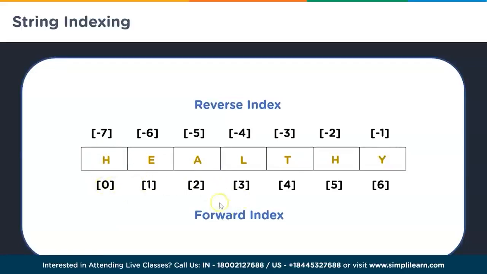At the bottom you see the forward index, on the top we have the reverse index or the negative indexes. In Python, as I said, the first index is at the 0th position, so H is at 0, E is at the first index, A is at the second index, and so on. Similarly, negative indexing starts with -1 in reverse order. So we have -1 for Y, -2 for H, -3 for T, and so on. Now let's head over to our Jupyter Notebook where we'll learn about strings in Python in detail.